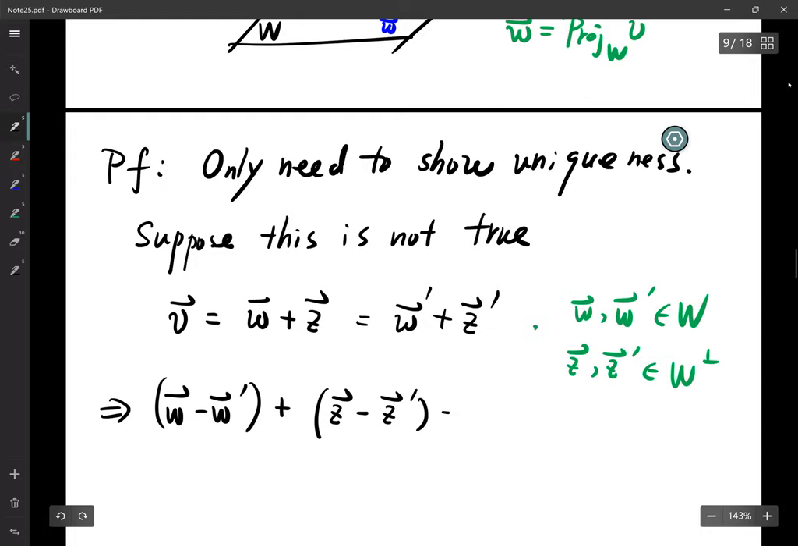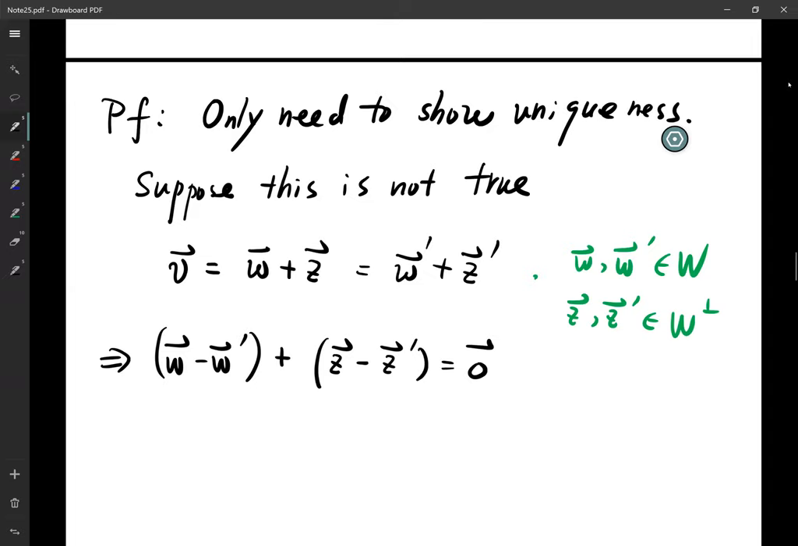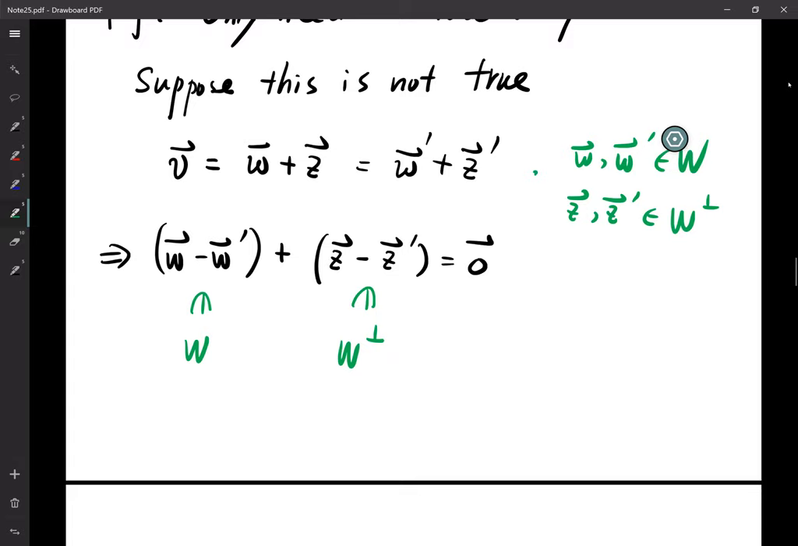So it seems like we have done nothing, but not really, because W is a subspace. Therefore, the vector W minus W prime is in the subspace W. Z is in W perp, Z prime is in W perp, which is a subspace, so this is in W perp. Assume that if both of them are zero, then we're good.